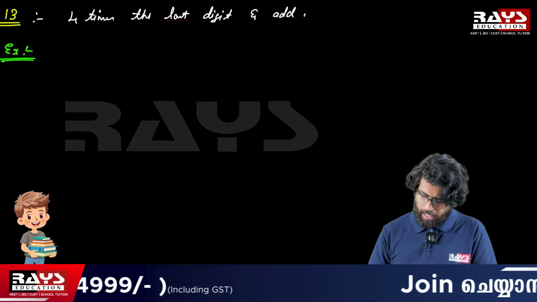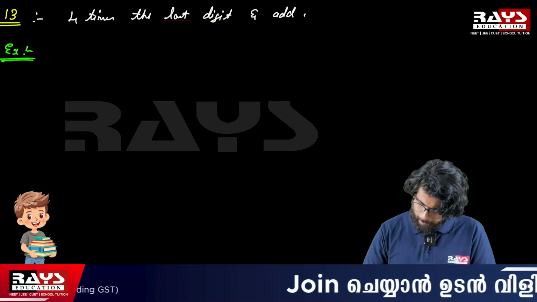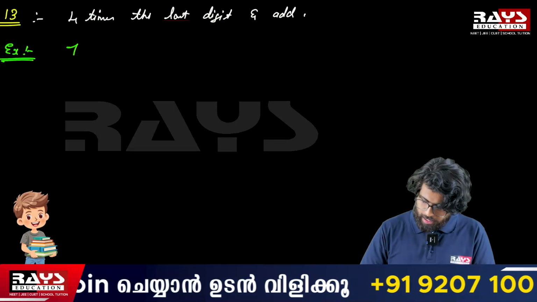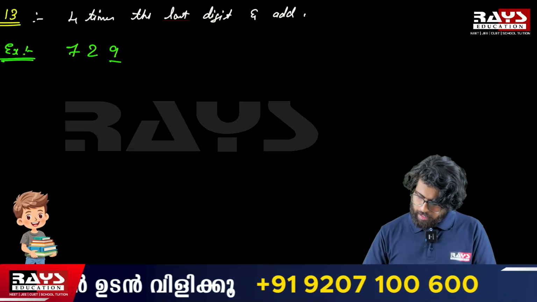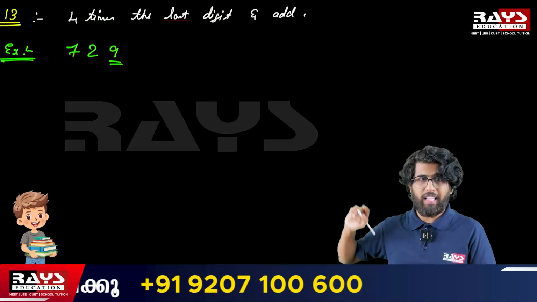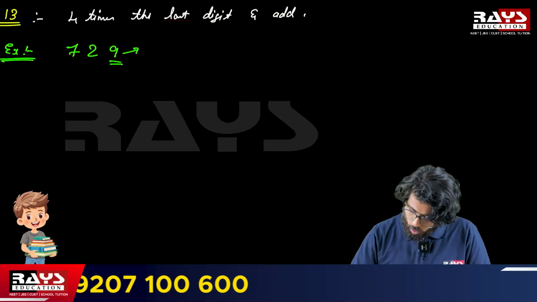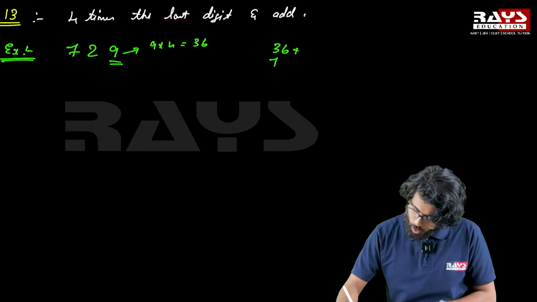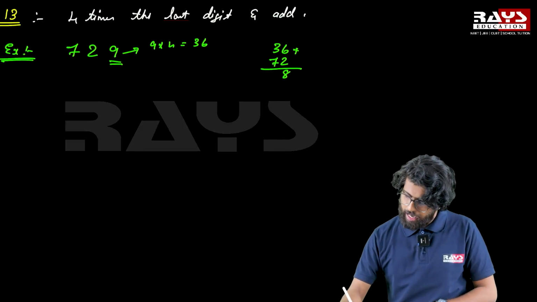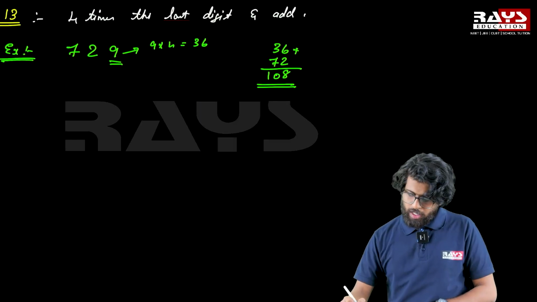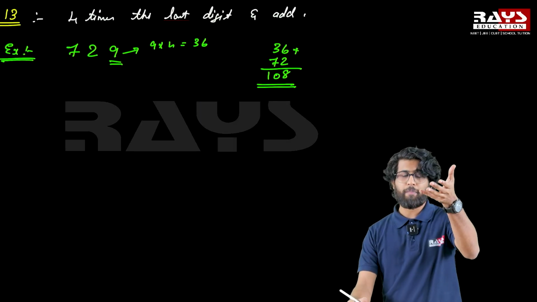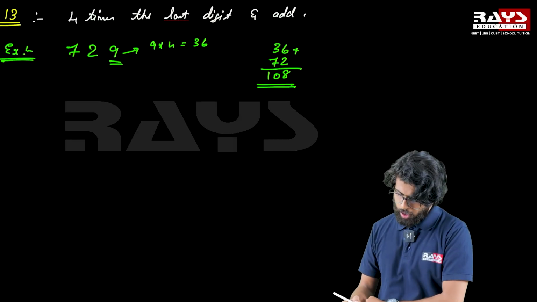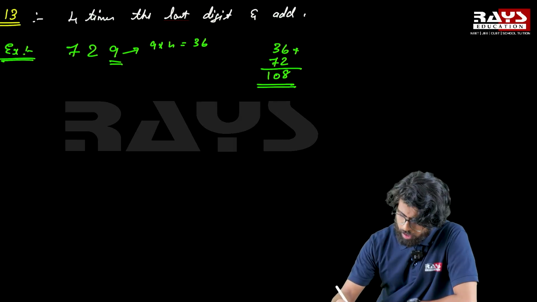Let's check with an example. 729 will work over here, I guess. Let's multiply 4 with the last unit digit, that is 9. So 9 into 4 will give you 36. 36 plus 72 is 108. Is 108 a multiple of 13? I'm not sure, so we have to check again.